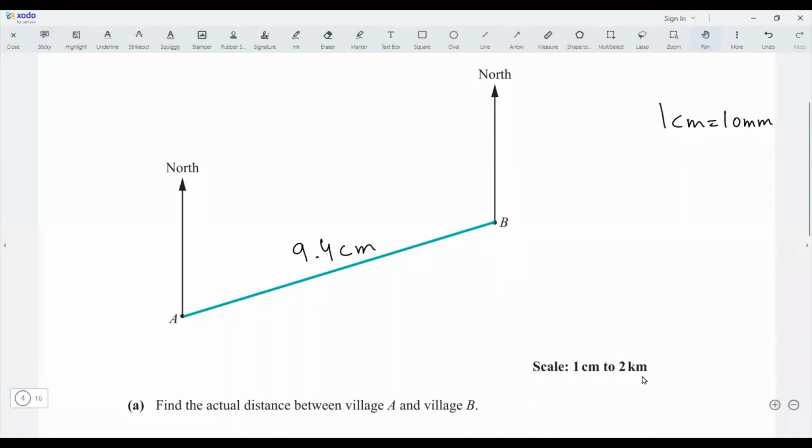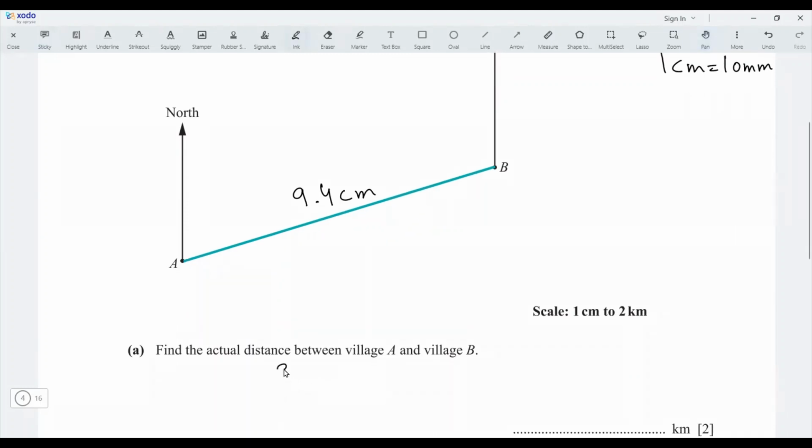So what about the actual length? 1 centimeter is basically representing 2 kilometers. So what about 9.4 centimeters? We have to multiply 9.4 by 2 kilometers to find the actual distance between the two villages. So 4 times 2 is 8, and there is a point. 9 times 2 is 18. So 18.8 kilometers will be the answer for the distance from village A to village B.